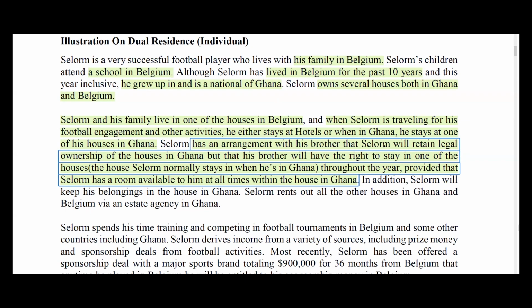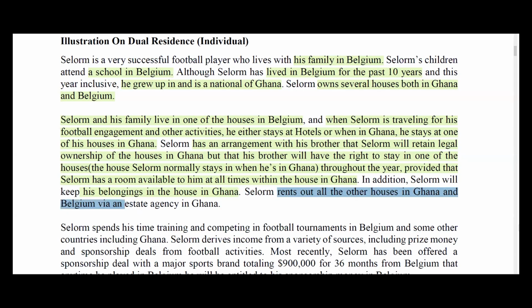It qualifies. Okay. Now, in addition, Salom will keep his belongings in the house in Ghana. Salom rents out all the other houses in Ghana and Belgium via an estate agency in Ghana. Where does he have administration of his properties? He has some in Belgium. He has some in Ghana as well. Is that not so? So it tells you that he has center of vital interest in Ghana. He has center of vital interest in Belgium.